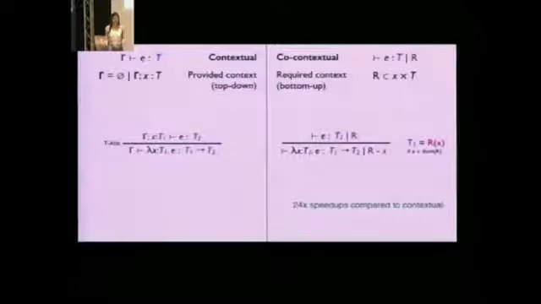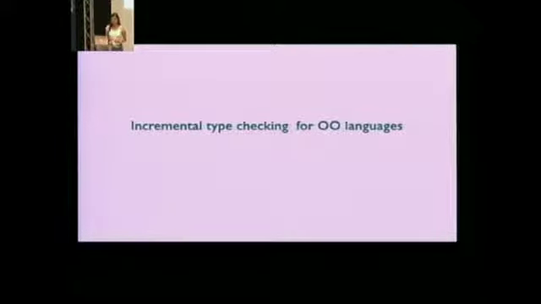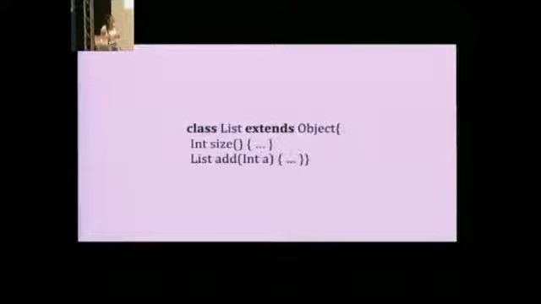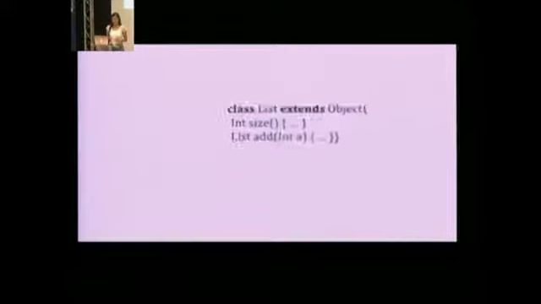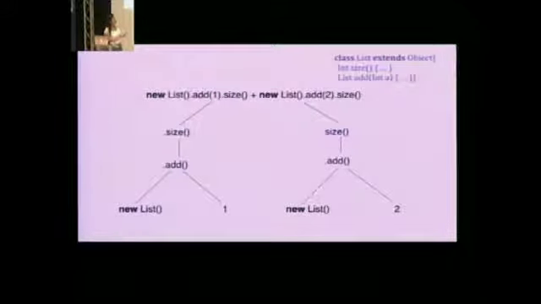So then we said, why not? We can see how it might work for object-oriented languages. In this paper, we studied Featherweight Java. First, let me give an overview of how type checking in Featherweight Java works. We consider a class declaration list, which has two methods, size and add. I will use this class declaration with these two methods throughout the presentation. What we want to type check is this expression, which is a plus operation. And this is the syntax tree from type checking this expression.